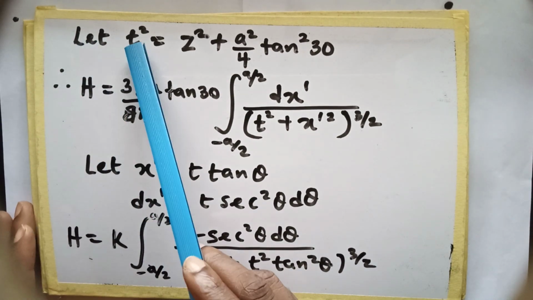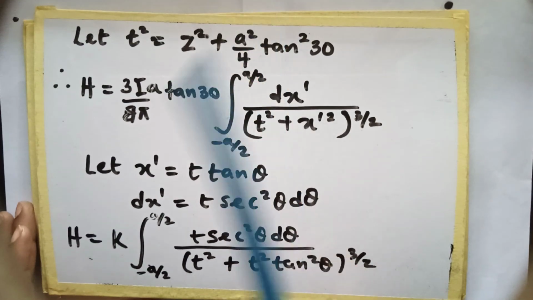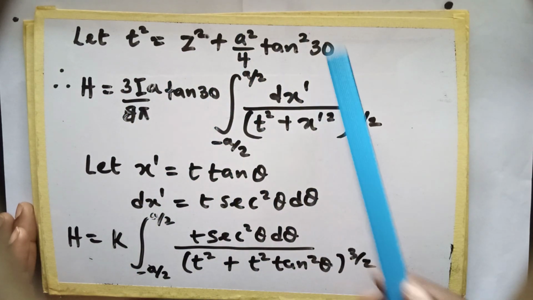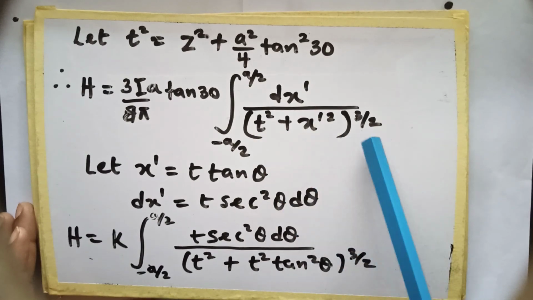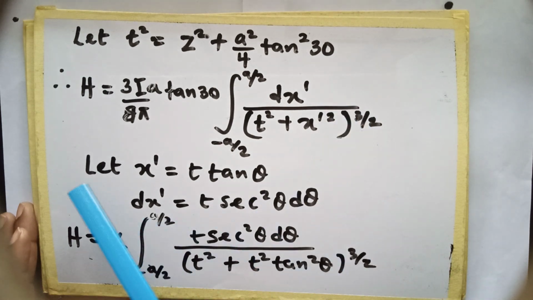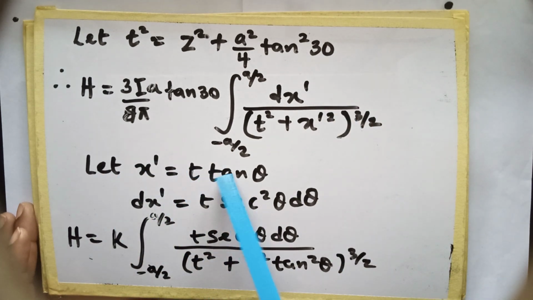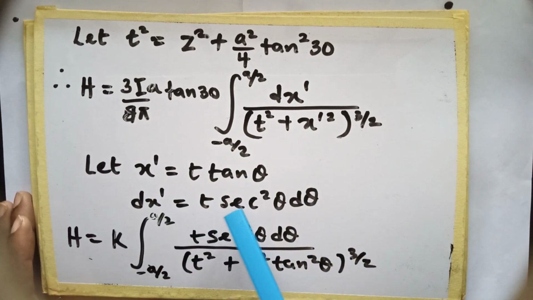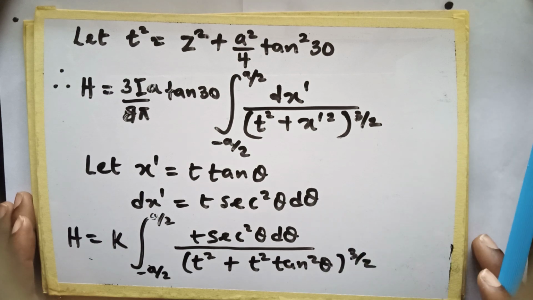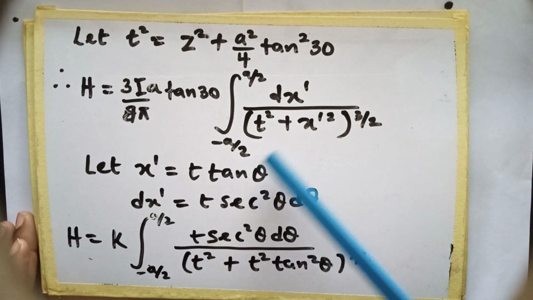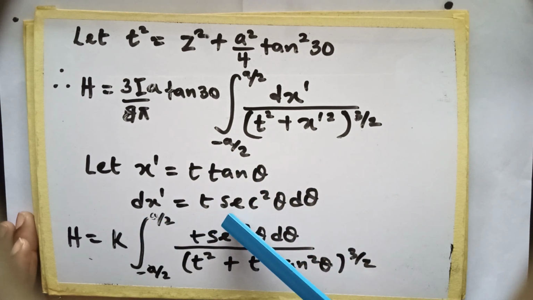Now we have let t squared equal to this expression, and let all this expression equal to k, which is this k. So by the time you substitute, you have this expression. From here, to integrate this expression, we say let x prime equal to t tan theta, so that by the time we differentiate this x, we have dx prime equal to t sec squared theta d theta.